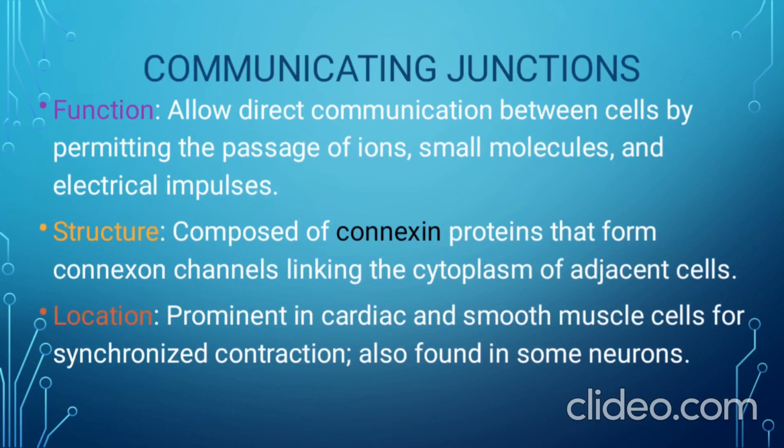Talking about communicating junction now, which is the last type of membrane junction we'll be talking about. It allows direct communication between cells by permitting the passage of ions, small molecules, and electrical impulses. It is composed of connexin protein that forms the connexon channel, linking the cytoplasm of the adjacent cell. This connexon channel is actually formed by six protein subunits called connexin. You can find them in cardiac and smooth muscle for synchronized contraction. It helps in communication between cells, and you can also find them in some neurons.